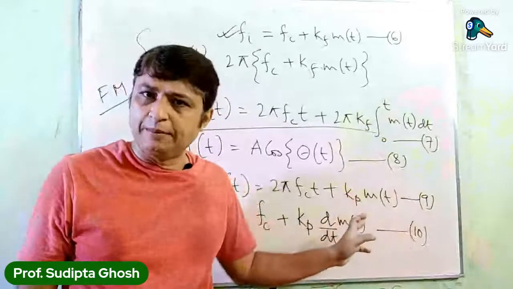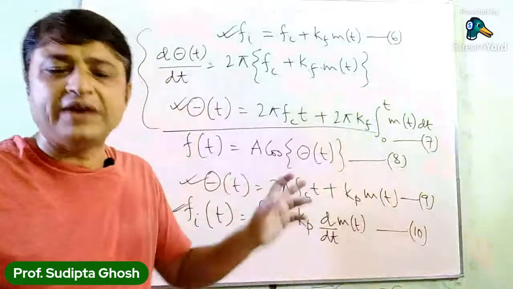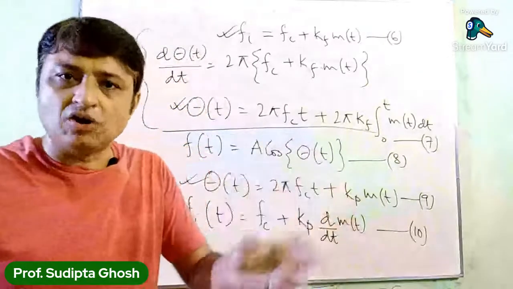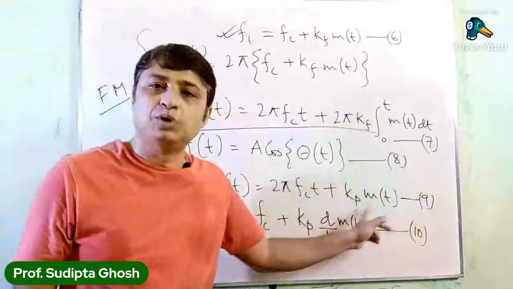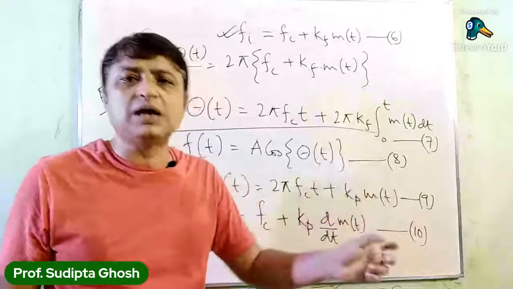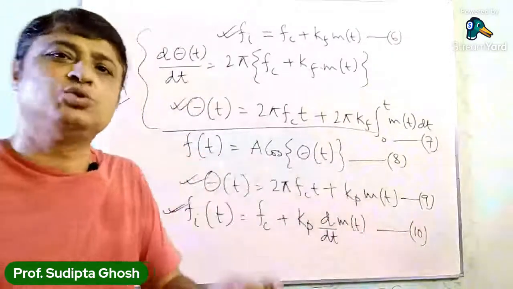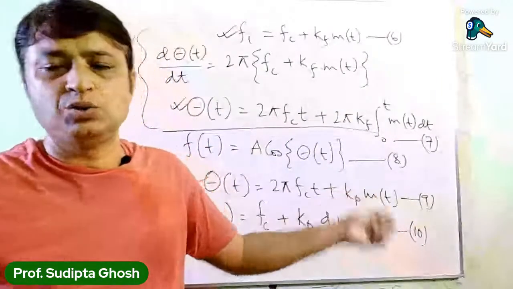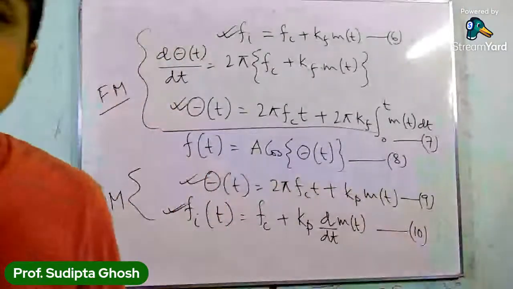Actually, in PM, I have told time and again that in phase modulation, the phase part of the carrier is changing according to the modulating signal. So that is the reason I have put this Kp into m(t). How much the phase is changing in accordance with the modulating signal, that will give you Kp into m(t). So that is the reason I have written equation 9. Okay, so great, Nazrul.